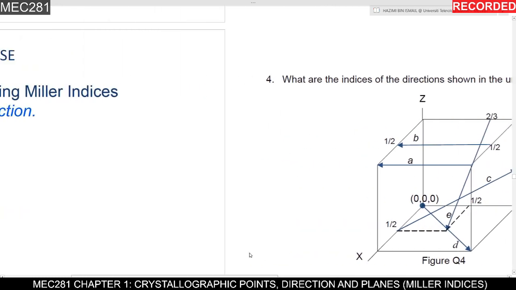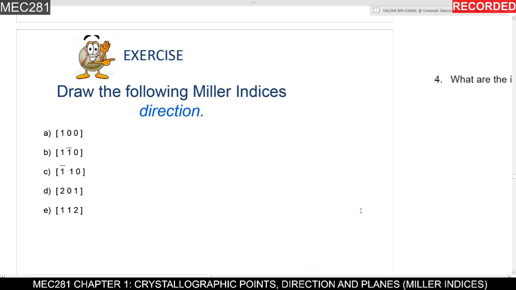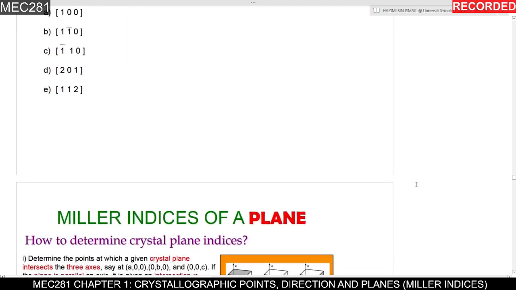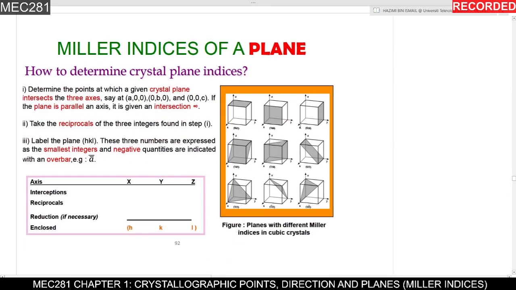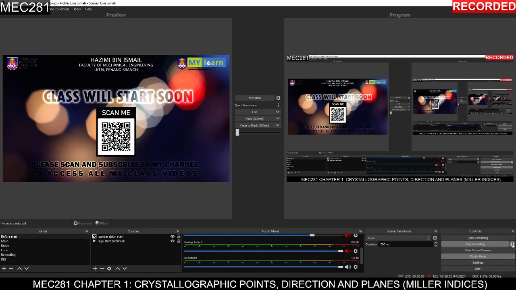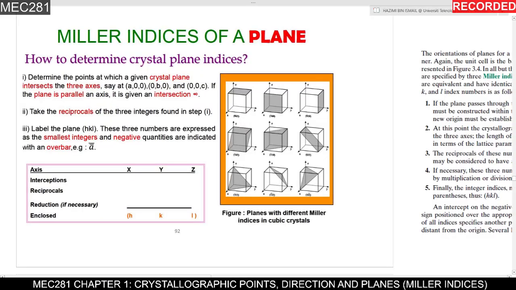Okay, so for now we get a break first. Let's have a 5 minutes break, and after that we continue with the second Miller indices, that is the Miller indices plane. Let's get a break for 5 minutes. Okay, Assalamualaikum.